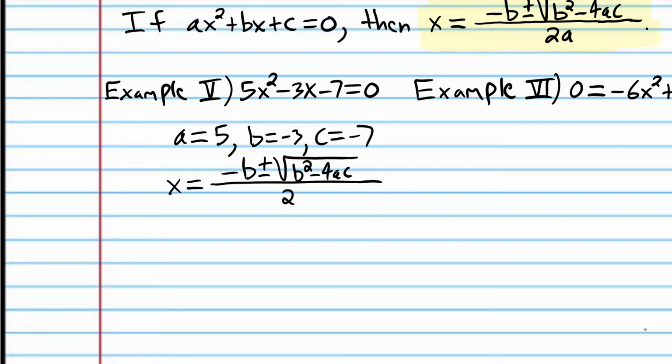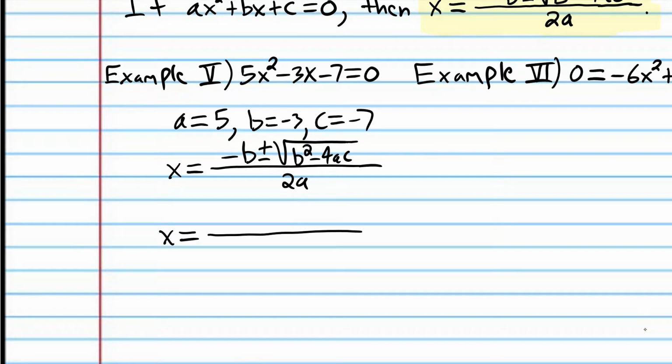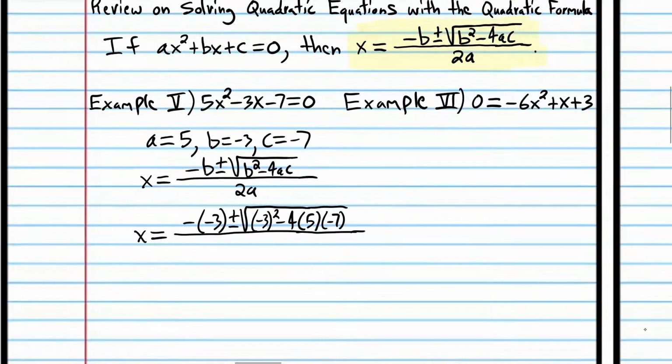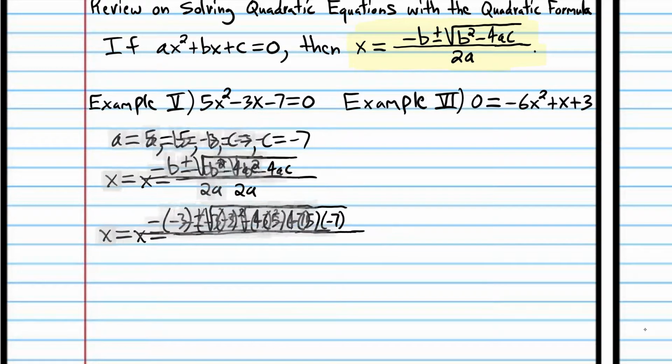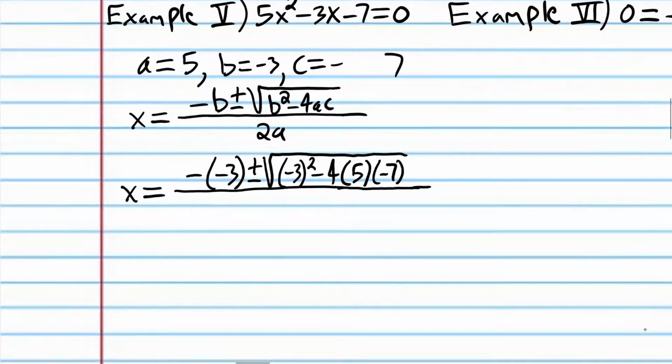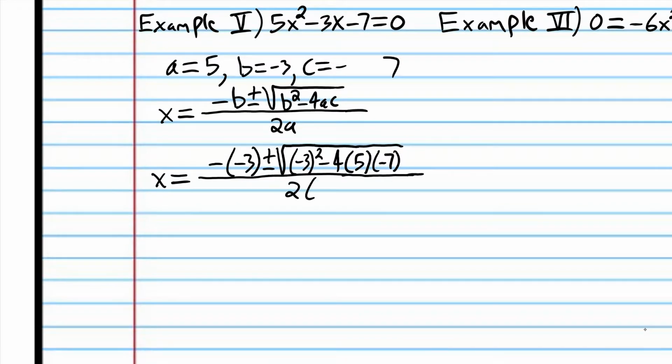So all we have to do now is just plug in a, b, and c. So b is negative 3, so that becomes a double negative. We have to use parentheses. Now we're going to plug b in again. Be sure to use parentheses when you're squaring a negative. Minus 4 times a is 5, times c is negative 7. So there's a lot to plug in there. And students don't like using that formula because it looks really complicated, but it's not so bad when you get the hang of it.